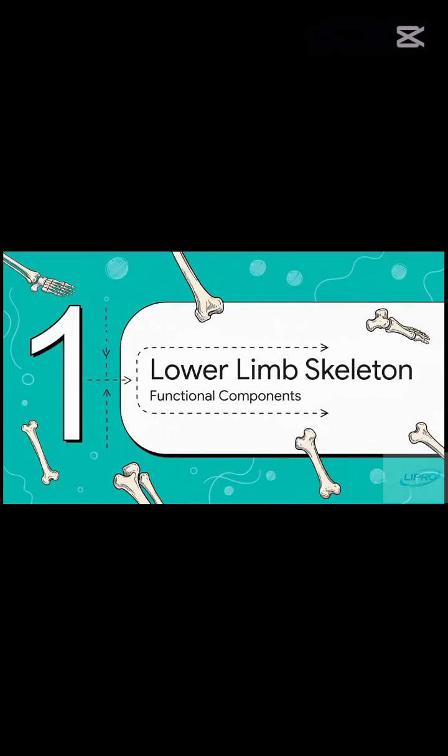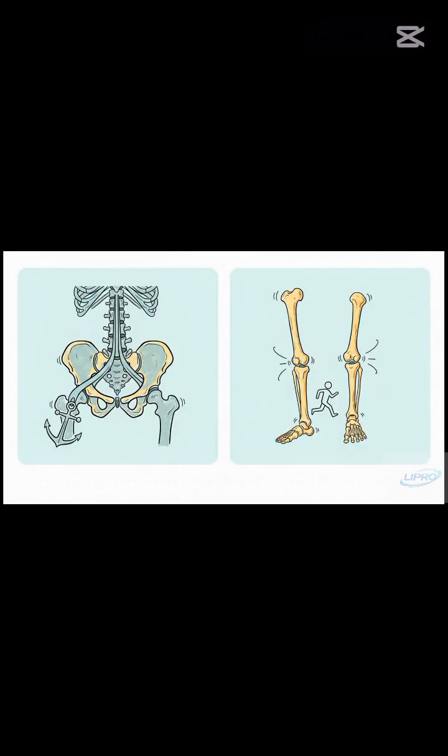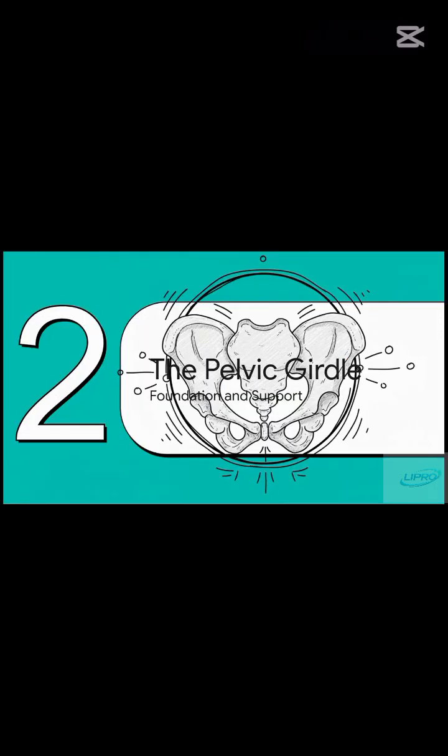The first thing we need to do is think about the lower limb skeleton in terms of its two main functional parts. So you can really think of it like this. On one hand, you've got the pelvic girdle. This is the anchor, right? It's what connects your entire lower limb to your axial skeleton, your spine and your trunk. Then you have the bones of the free lower limb. This is everything else, the thigh, the leg, and the foot, all the parts that are actually responsible for moving you around.